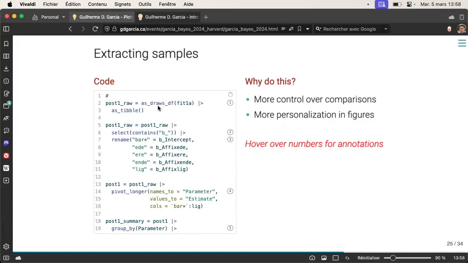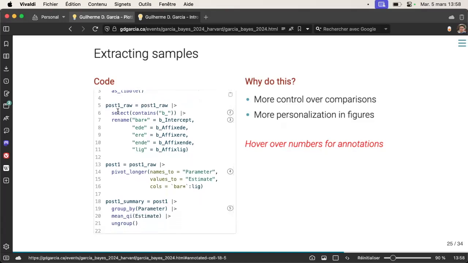So we can use this function. I don't know if you can see it, because for me, it's very small looking from where I am, but we can use the asDrawsDF function, and that will just extract all the 4,000-ish, well, exactly 4,000 draws and transform it into a data frame. So it gives us already something that we're familiar with. Then I'm transforming it into a table here. And from there, we can select and rename all the variables and all that.